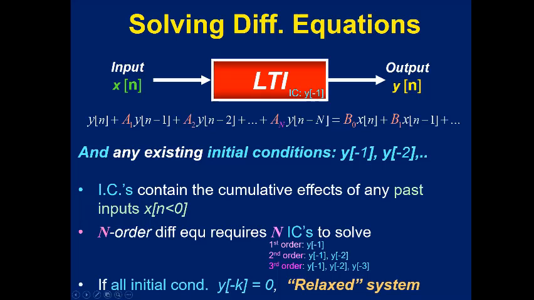Now, if by chance all of your initial conditions, y of minus 1, y of minus 2, y of minus 3, all of them that are relevant to your difference equation, are 0, then we say that system is relaxed, meaning any response that comes out of the system is solely and completely due to the fact that I hit it with a new input. Nothing's left over. It's all finished up with anything that happened prior to that.